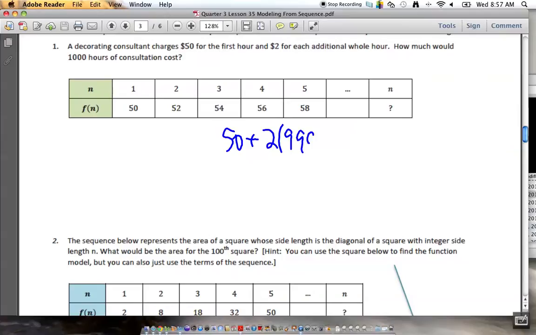999. Very good, because listen, the reason it's always n minus 1 here is you don't have to add the 2 to get the first term. You only add the 2 after the first term. So that's why it's n minus 1. That would be 1998, which would be 2048. Very good. Questions? Okay, let's try the next one.